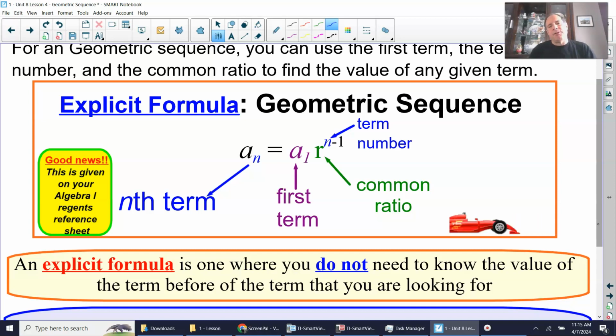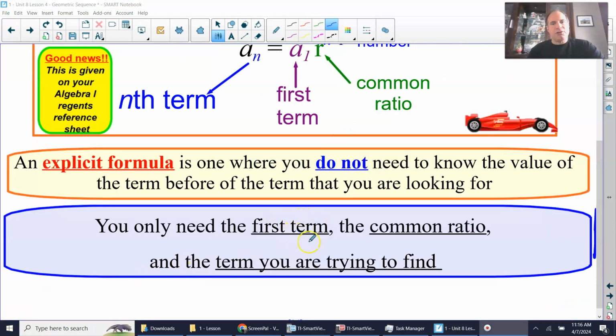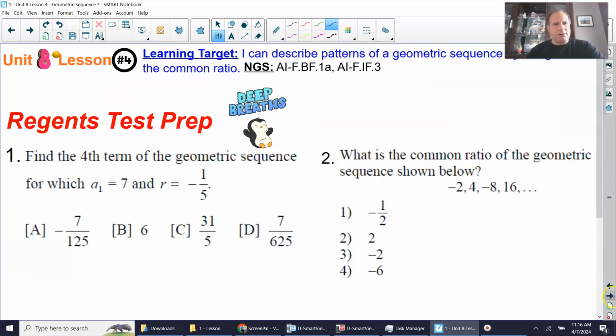And an explicit formula is one that you do not need to know the value of the term before the term that you're trying to look for. So that's why this is very, very handy, because remember, a geometric sequence has that common ratio, and that means you don't need the term before it. So you could just get any term as long as you have enough information that you could substitute in. So like I said, you only need the first term and the common ratio and the term that you're trying to find. So let's get into some questions, and I'll show you how this works.